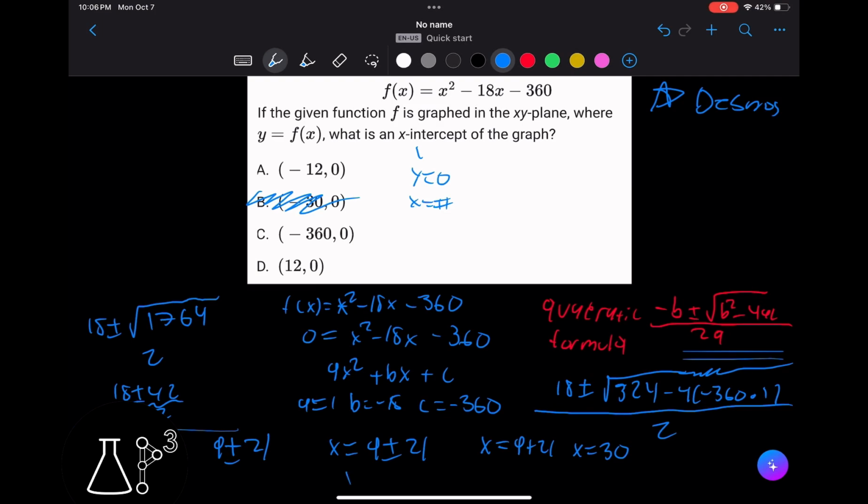So let's plug in when x minus 21. So x equals 9 minus 21. That equals x equals negative 12. And the answer of the x-intercept here is A. So A is our correct answer, which equals negative 12.